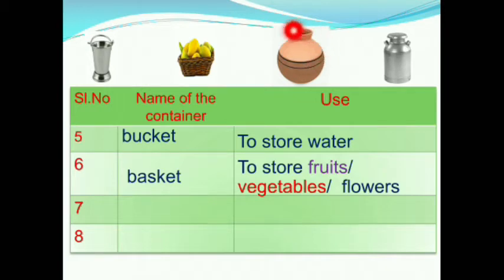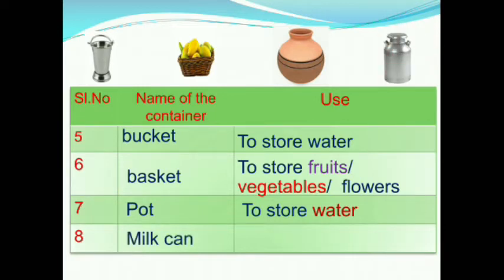Children, see this picture. What is this? Yes, pot. Think, children. Why do we use this? Yes, to store water. Children, look at this picture. What is this? Yes, milk can. Why do we use this? To store and carry milk.